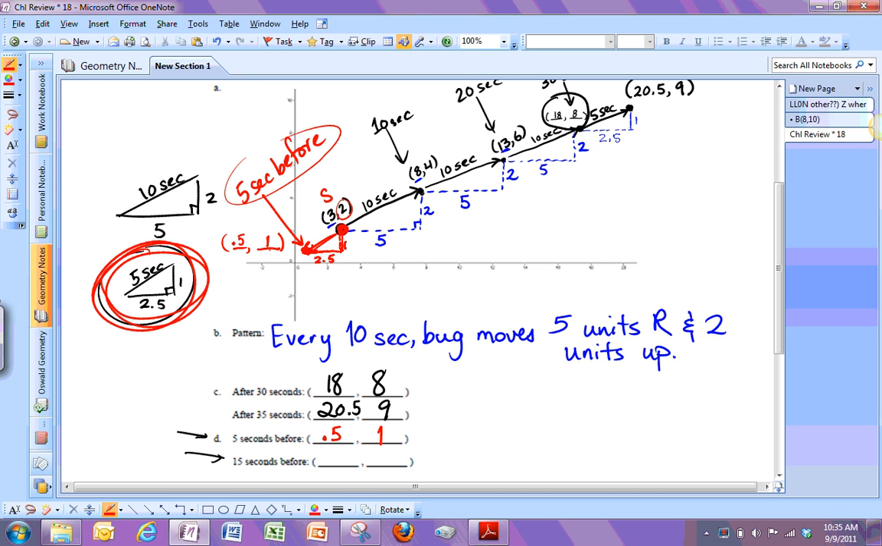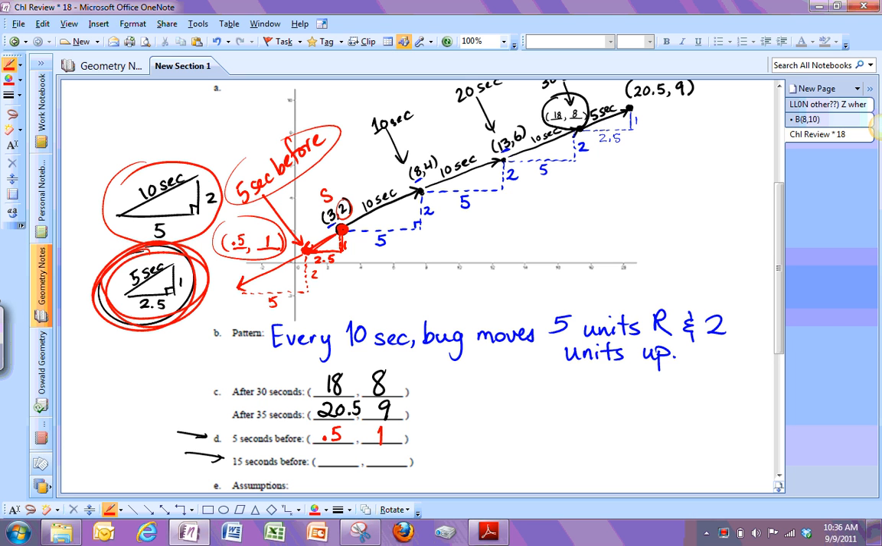All right, so now we got to go 15 seconds before. Well, here's 5 seconds before, right? 15 seconds before would be another 10 extra seconds before, and here's what 10 seconds is. So let's do that. 10 seconds before here, looks something like roughly that long. I know I'm going to have to go down 2 and over 5. I was at this point right here, so if I drop 2, the 1 changes. So 1 minus 2 is negative 1. And then I was at 0.5 and I go 5 units backwards, so that's going to be negative 4.5 right there. So negative 4.5 comma negative 1.